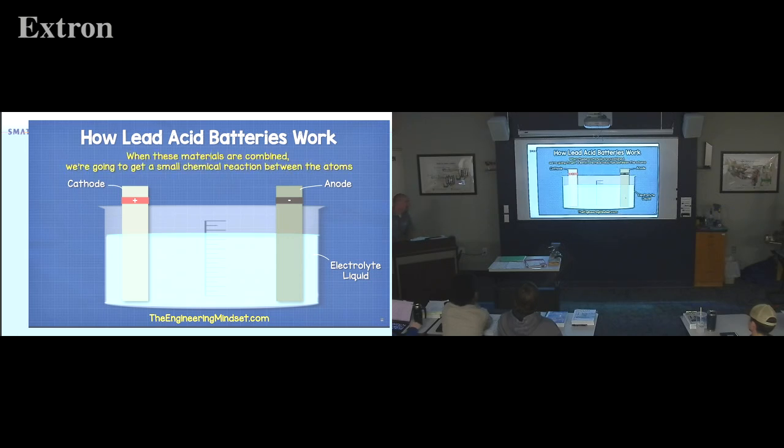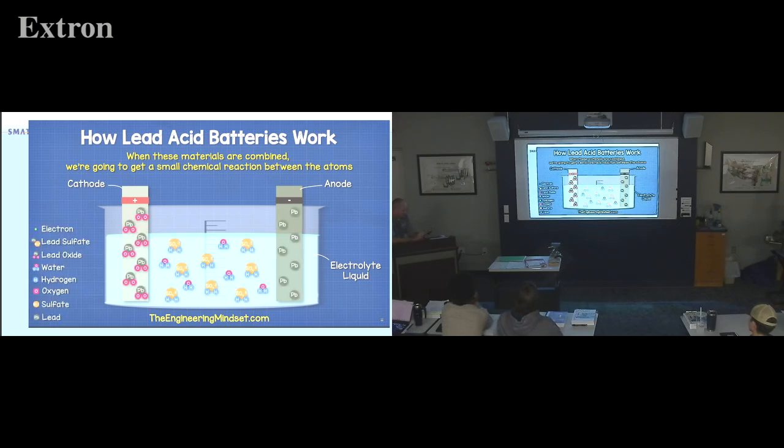When these materials are combined, we're going to get a small chemical reaction between the atoms. I'll show the atoms of these materials with these coloured spheres. The positive cathode terminal of lead oxide is going to react with the sulfate in the electrolyte. This will form a layer of lead sulfate on the cathode terminal. During this reaction, an oxygen ion is ejected from the cathode and into the electrolyte. Once in the electrolyte, these oxygen ions will combine with the hydrogen ions to form water.